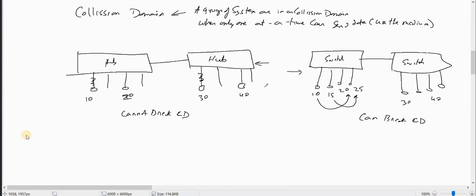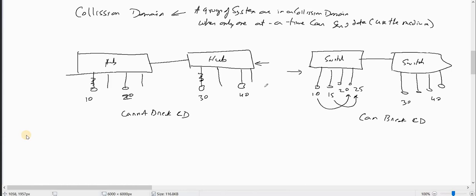So the first thing I want to be clear is, the collision domain broken by the switch has nothing to do with address learning, forward and filter decision making. It has nothing to do with it. First, I want that to be clear. Everybody clear? Okay. So now we know that is not the reason. What is the real reason?